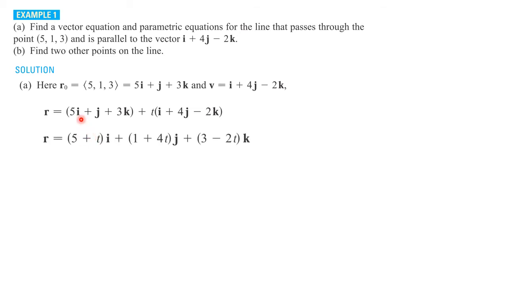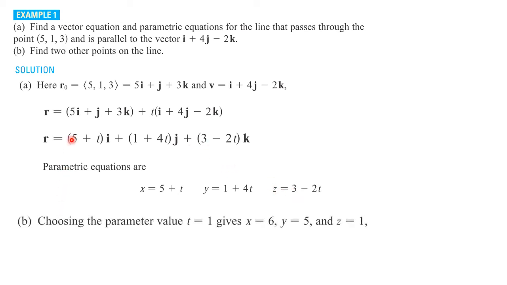Simplify it: 5 plus t i, 1 plus 4t j, 3 minus 2t k. Write in components of i, j and k. So now the parametric equations are x is equal to 5 plus t, y is equal to 1 plus 4t, and z is equal to 3 minus 2t. To find 2 other points on the line, we replace t with 1 and replace t with minus 1. You can get the answers after replacing these.